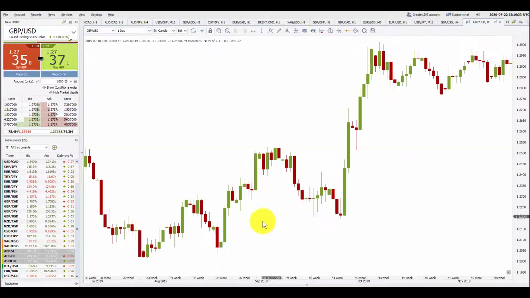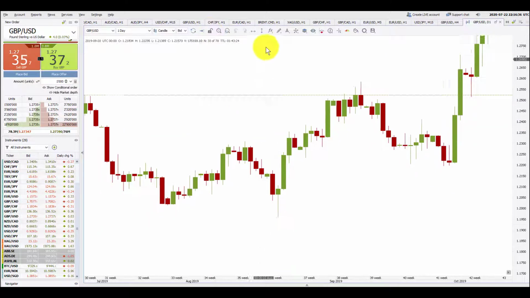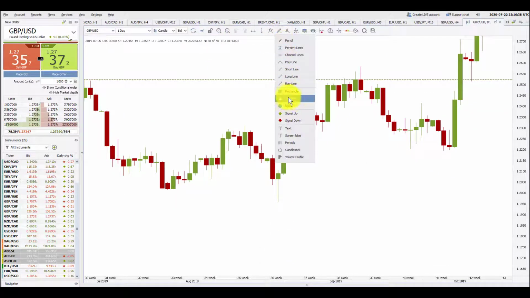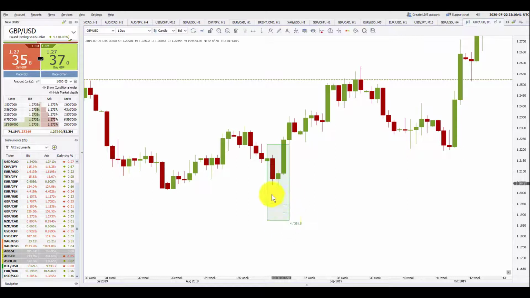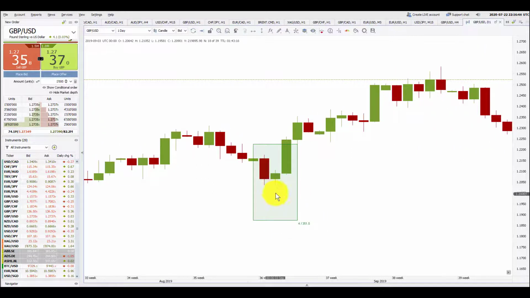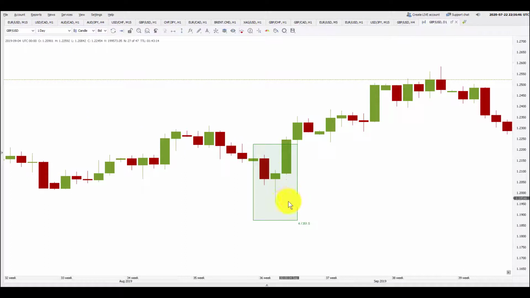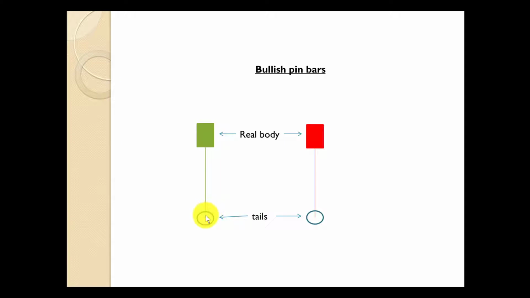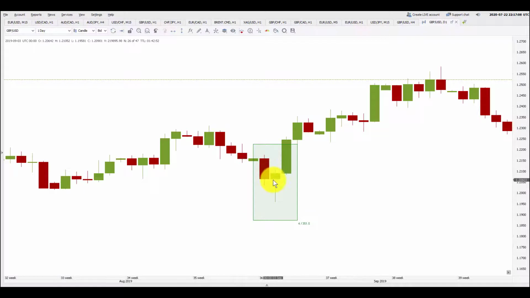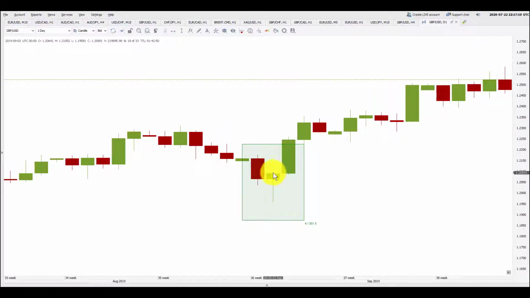So how does a bullish pin bar look? This is a bullish pin bar here. This one is the bullish pin bar on your screen. Let us see if it resembles the same pattern that we have shown you in the presentation. Okay, it has a long wick, a small body which is green in color, and little or no shadow on the upper side. So yes, there is a small shadow on the upper side, but that is almost negligible.